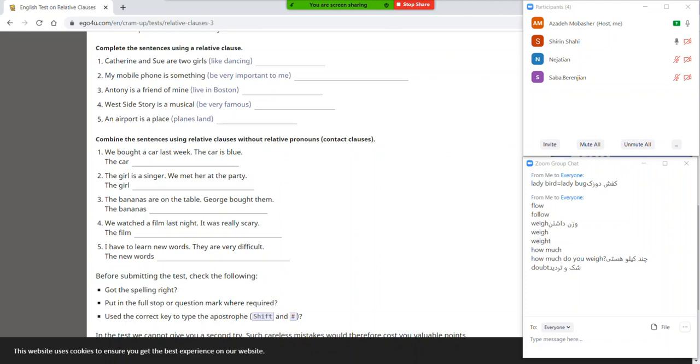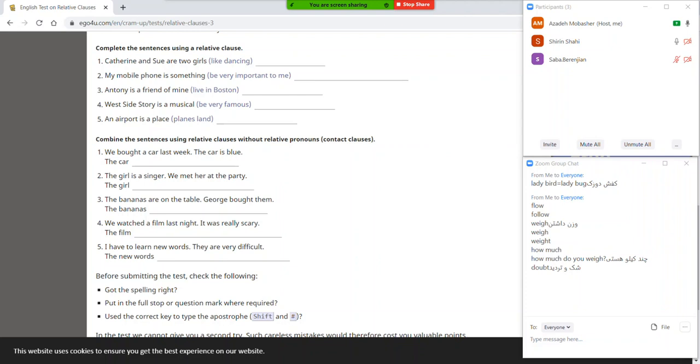My mobile phone is something which is very important to me. Number three. Anthony is a friend of mine who lives in Boston. Yes. Four. West Side Story is a musical which is very famous. Yes. An airport is a place where planes land. Good. Now combine the sentences.